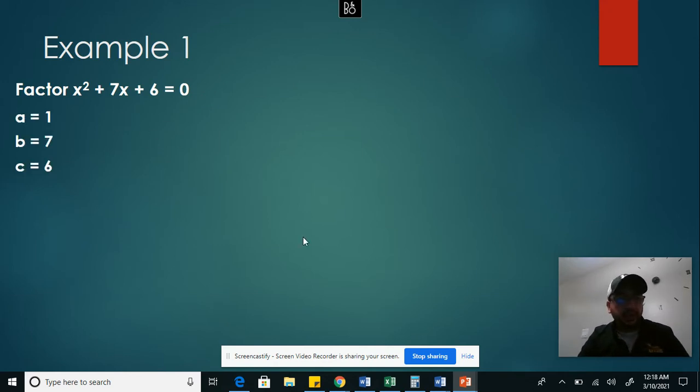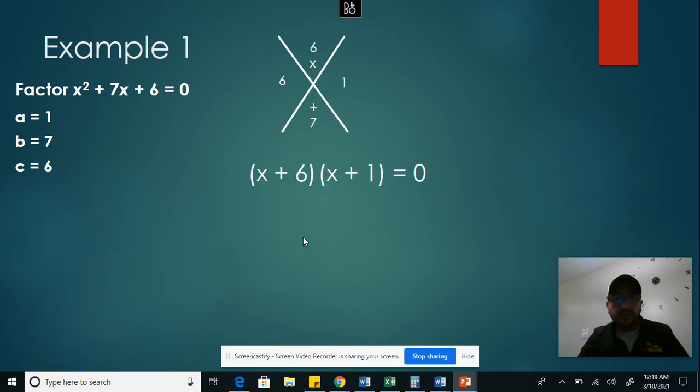So we know a is equal to 1, b is equal to 7, c is equal to 6. So we need to look for two factors that when we multiply is a times c, which is 6, or we add them is 7. So which two numbers when I multiply give me 6, and when we add them give me 7? It will be 6 and 1. Those will be my factors. Okay, so these two are the factors equal to 0.